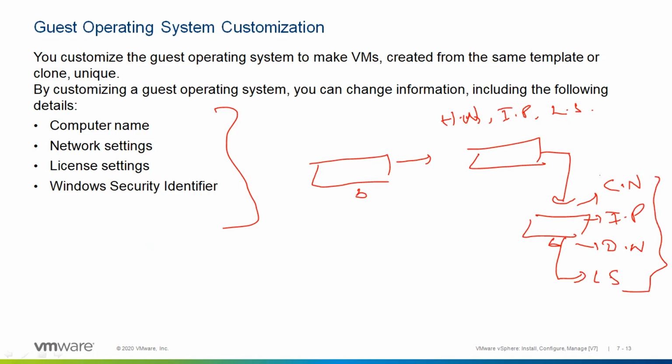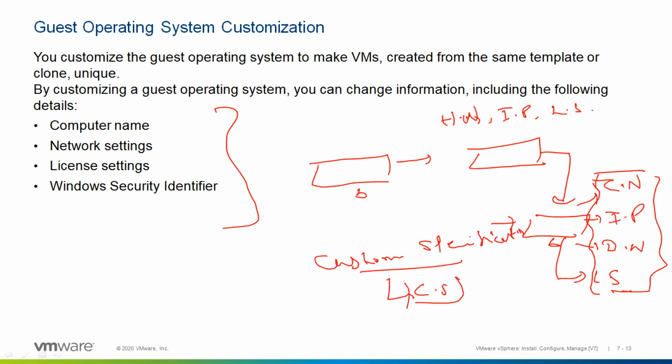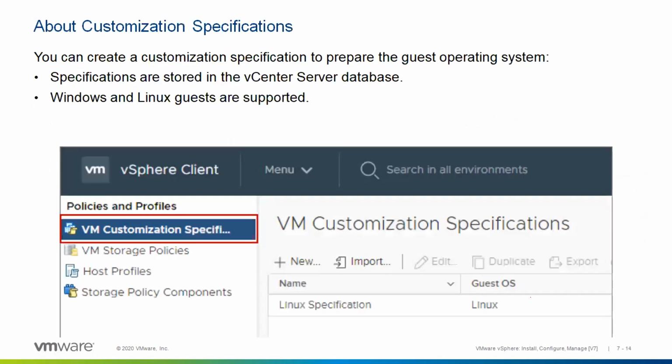For applying these custom specs during the creation of a virtual machine, we can make a separate custom specification, a set of all custom settings, and apply it during VM creation. So a custom spec is a set of custom specifications that we can apply on the VM while we are creating the VM from the template.